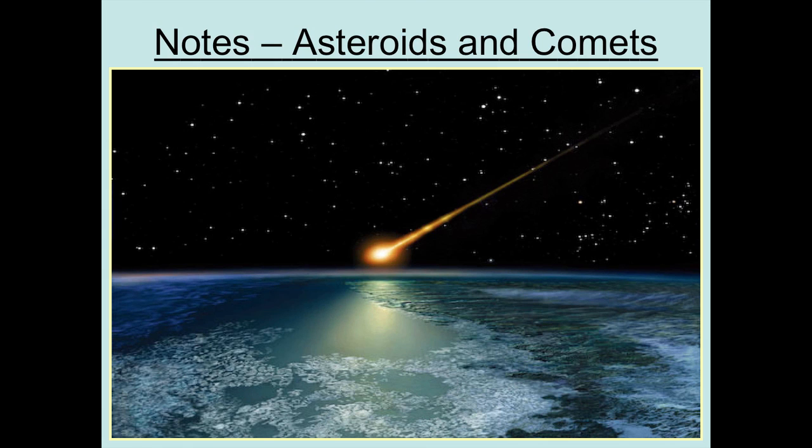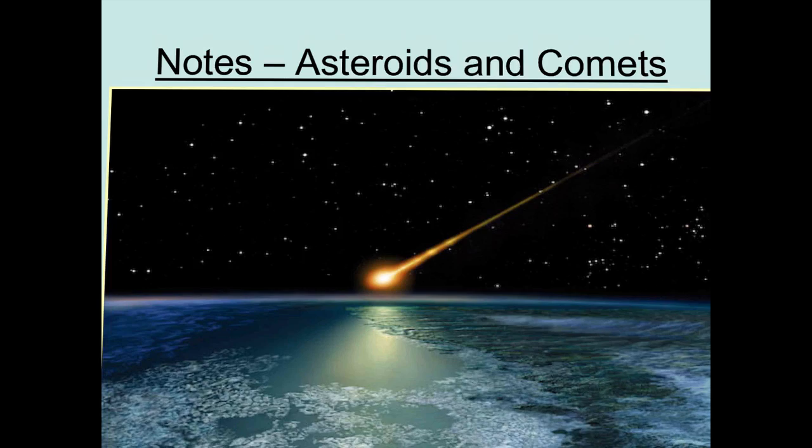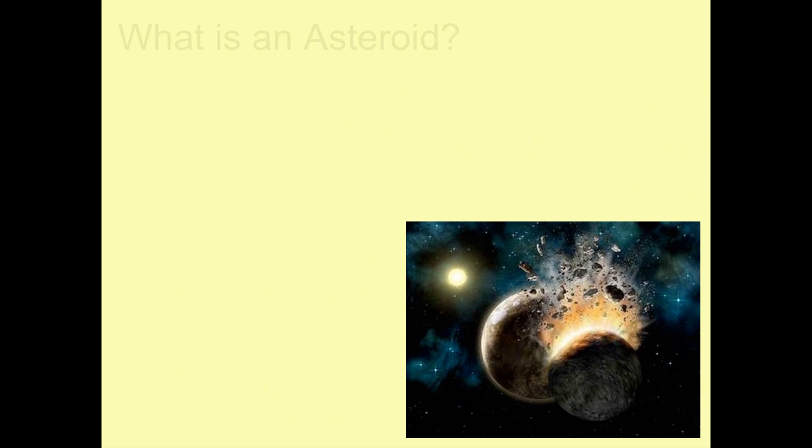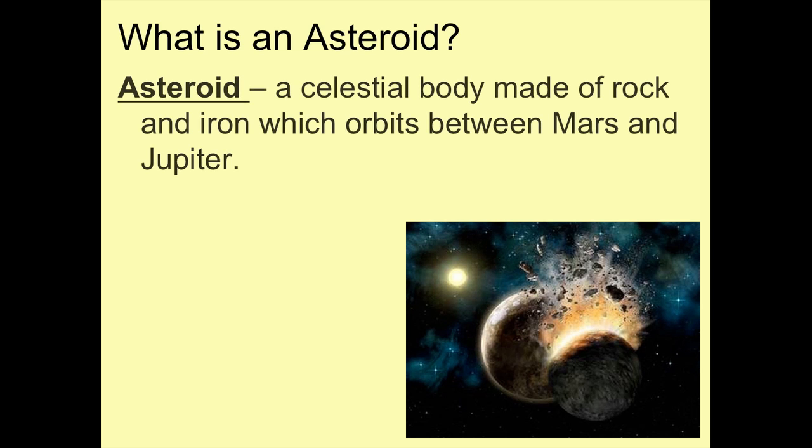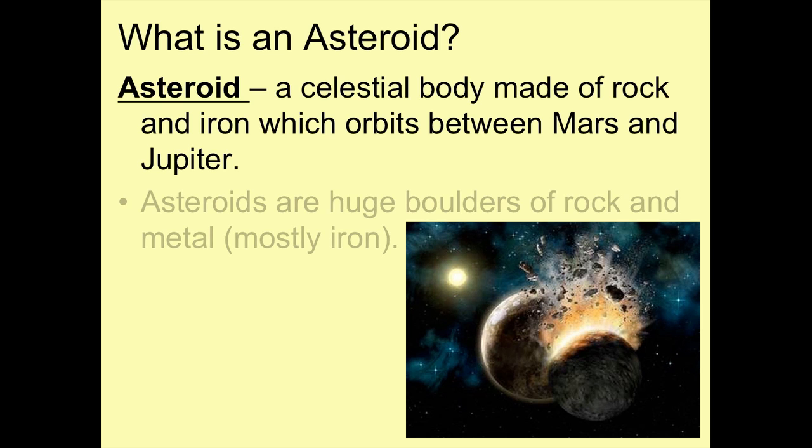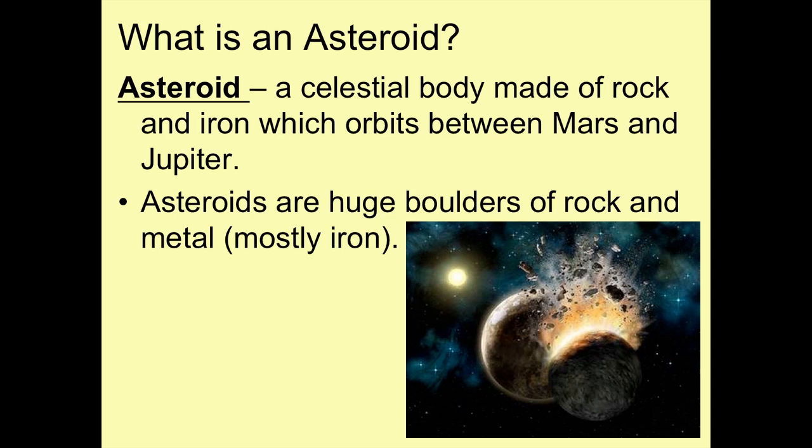Notes on asteroids and comets. This is toward the end of our solar system unit, so we're going to wrap it on up. What is an asteroid? Your definition is a celestial body made of rock and iron which orbits between Mars and Jupiter. Asteroids are huge boulders of rock and metal, mostly iron.